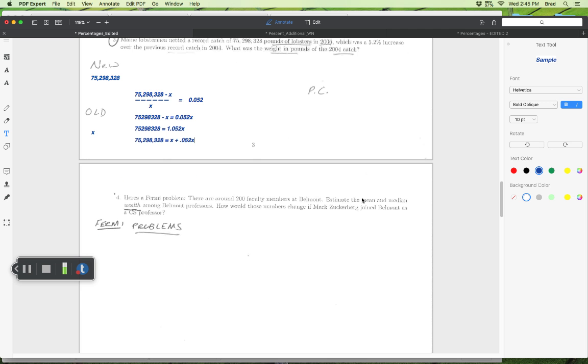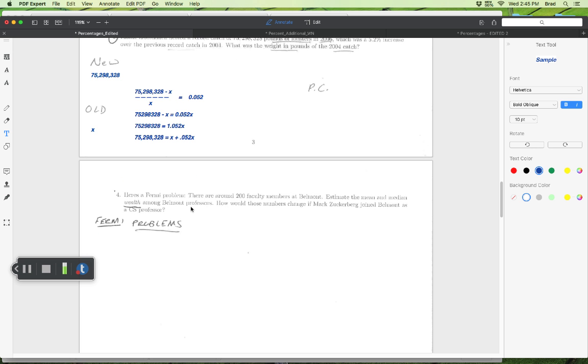Well, I'm not really concerned about you figuring out the mean and median in terms of Belmont professors. Let's say we'll talk about wealth for a second, and we're going to focus on median.